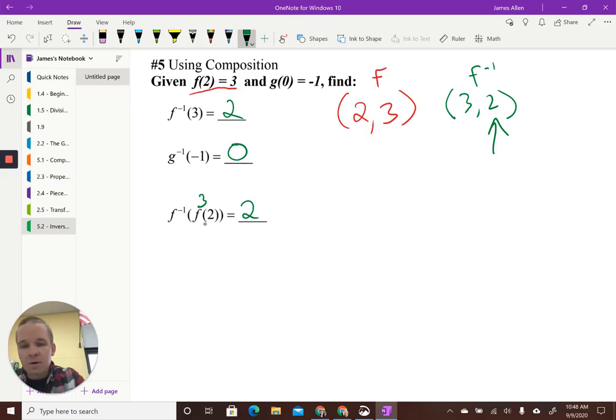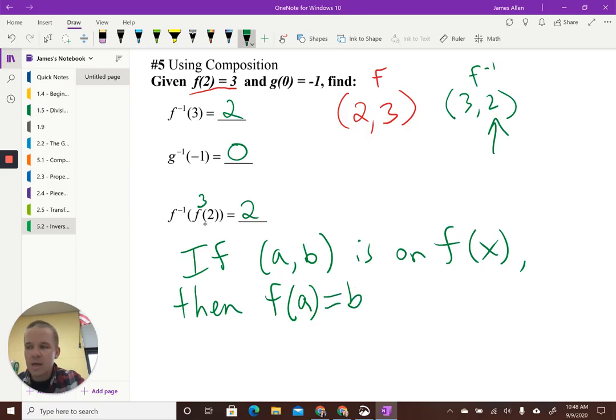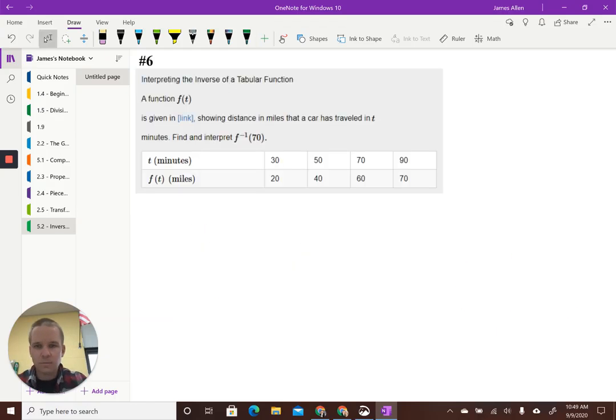Dunzo. All right, so another thing we could jot down here is if (a, b) is on f of x, then f of a equals b, so f inverse of b equals a. Okay, we're doing that little flip-flop. X and Y switch in inverses. Cannot stress that enough. Alrighty, let's continue.